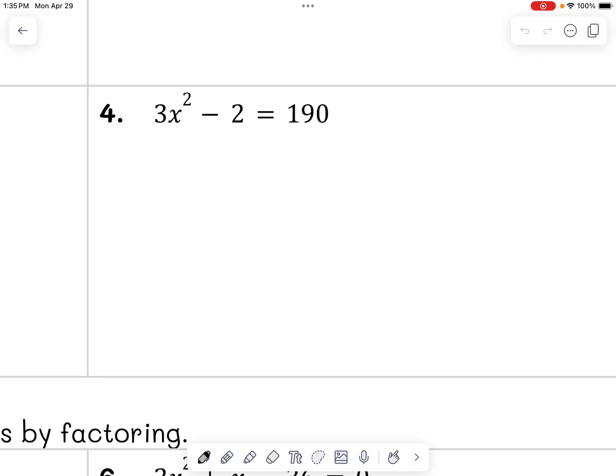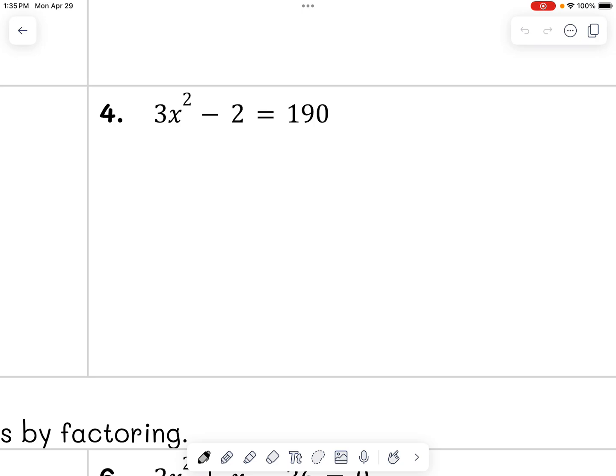So in this video, I'm going to show you how to solve for the value of x using the square root method. In order for me to solve for x, I need to first get x squared all by itself on the left side of the equal sign. I need to isolate x squared.